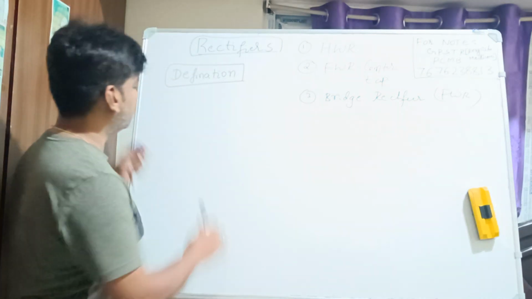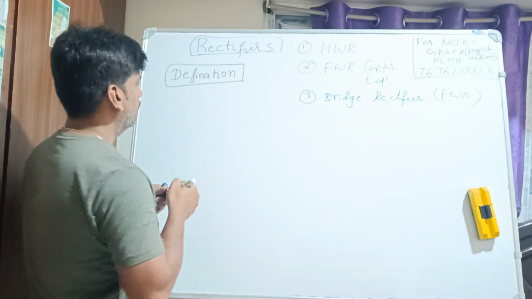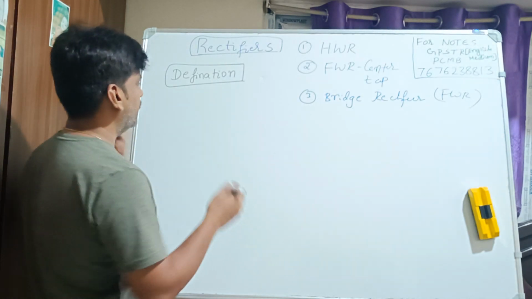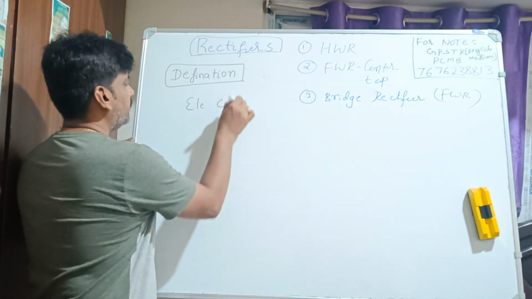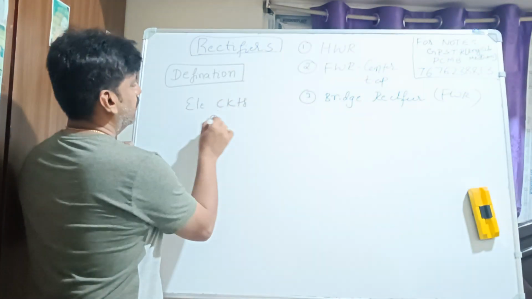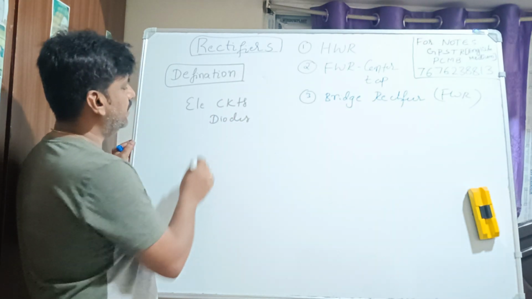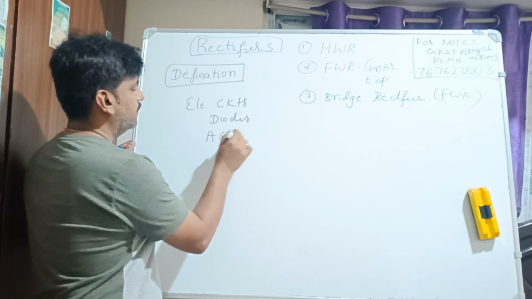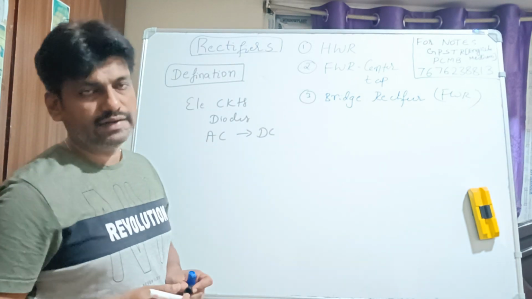So rectifiers are electronic circuits, consisting of diodes, which are able to convert alternate current into a direct current.